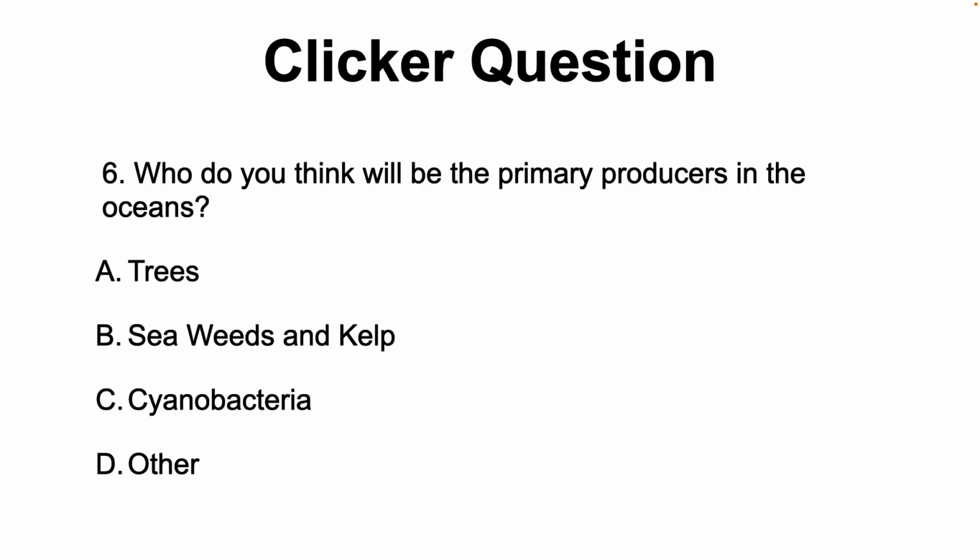So, who do you think would be the primary producers in the oceans? The answer is seaweeds and kelp, and mostly cyanobacteria.